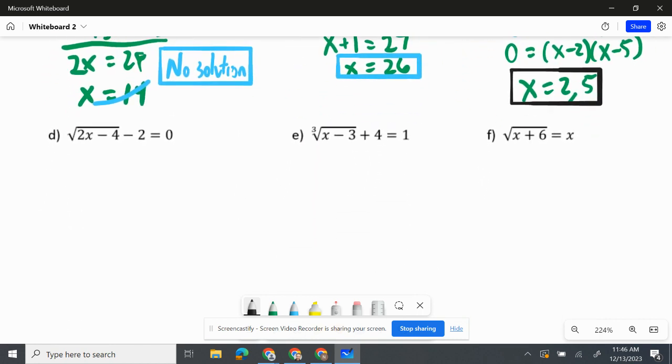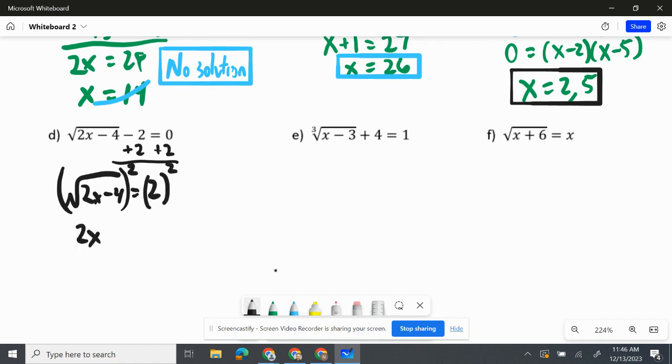So looking at the next one, first thing that we're going to do is isolate the square root. So I'm going to add the 2. And I get the square root of 2x minus 4 is equal to 2. I square both sides to get rid of the root. So 2x minus 4 is equal to 4. I'm going to add the 4, and that gives me 2x is equal to 8. And when I divide by 2, I get 4. So when I plug it in, 2 times 4 is 8, minus 4 is 4. Square root of 4 is 2. 2 minus 2 is 0. So it works.